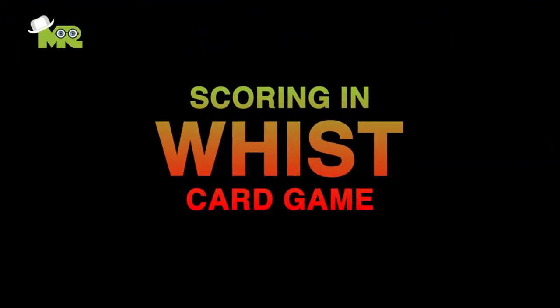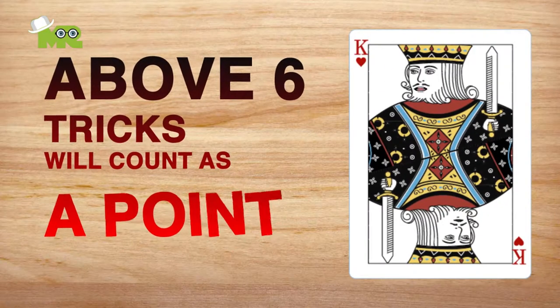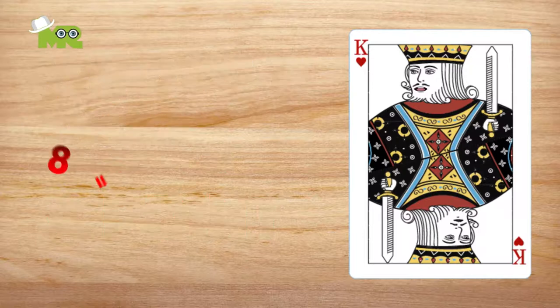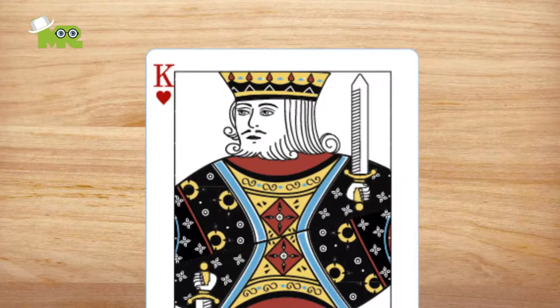Scoring in the two-player Whist card game. In scoring, each trick won by a player above 6 tricks counts as a point. For example, if a player won 8 tricks, they'll be rewarded 2 points. The game is played to a predetermined amount of points.